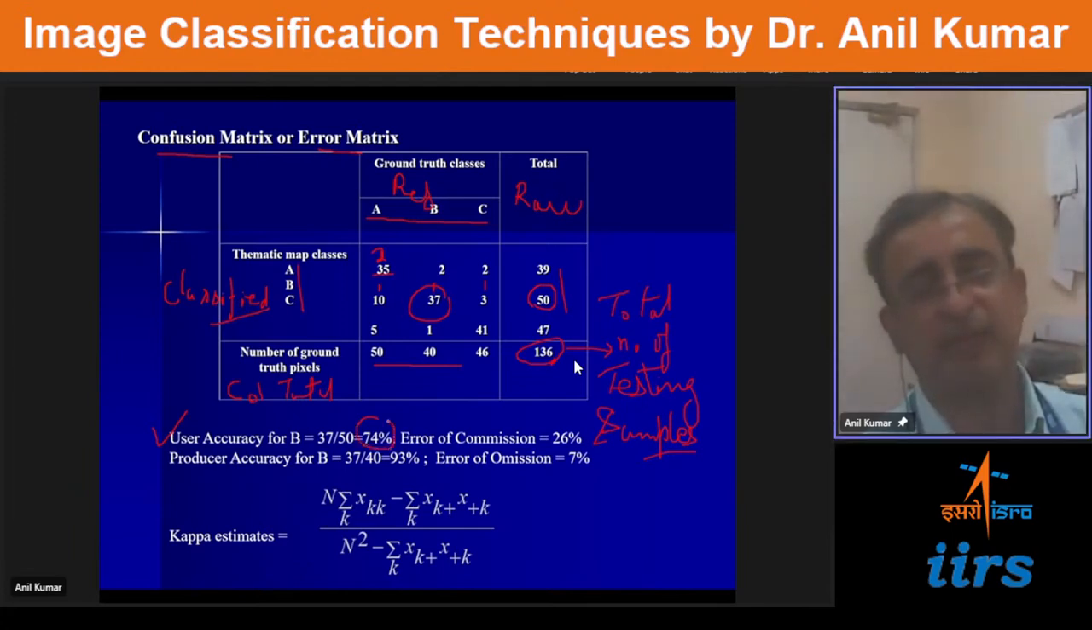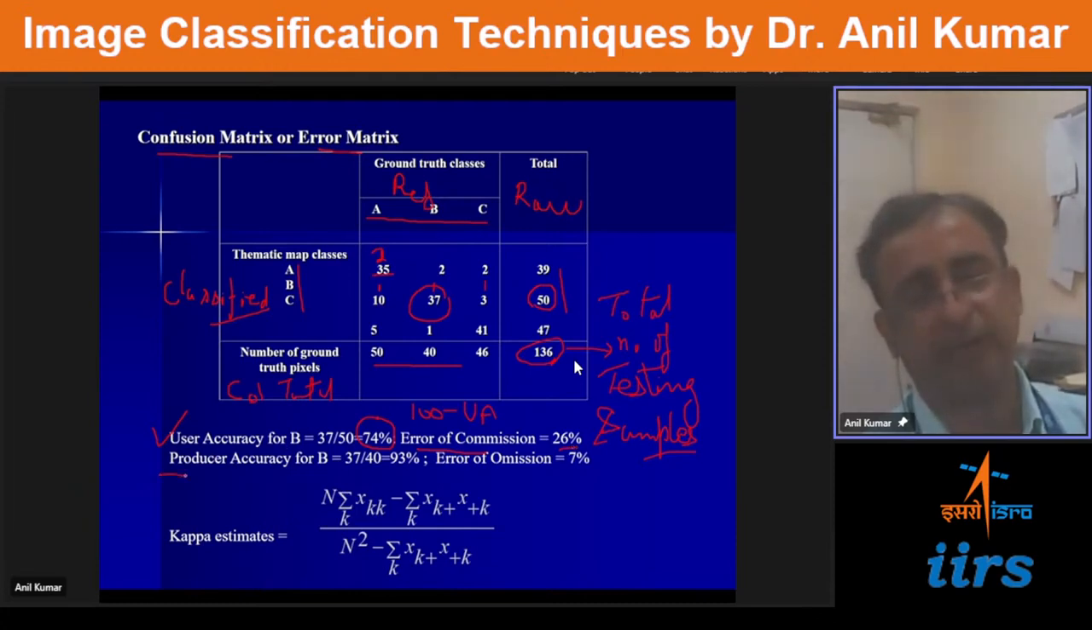If you take the difference of this user accuracy from 100, then you get the error of commission. So this is 100 minus user accuracy. It comes to 26 for class B.